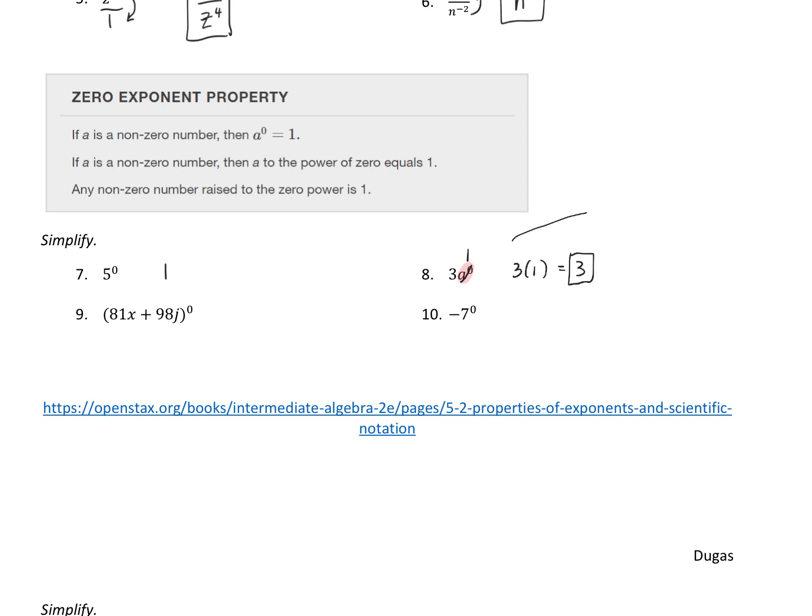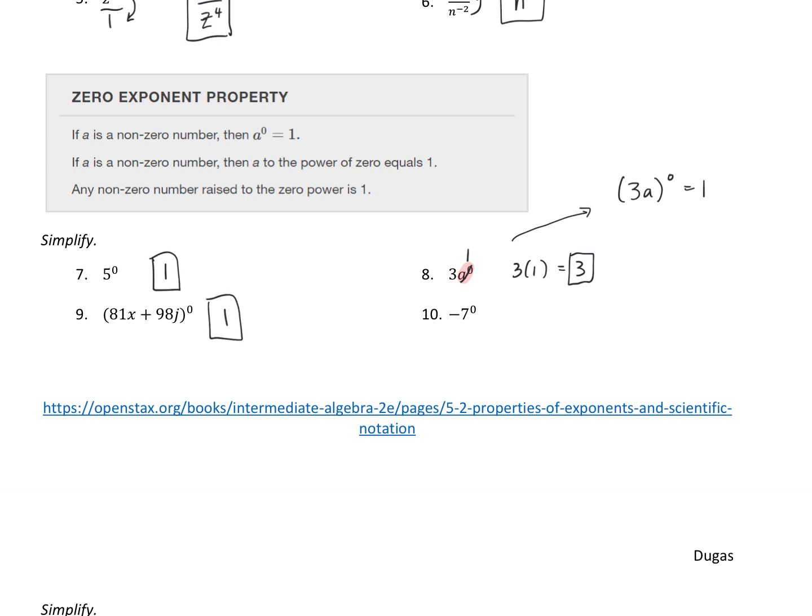In order for this to be just 1, I would have had to write the 3a in parentheses. Now, if it had been written like that, then it would be 1. But since there aren't parentheses, the only thing raised to the 0 power is the a. Number 9, everything is the base. It's in parentheses. So this whole thing would just be 1. So number 7 is 1, number 9 is 1.